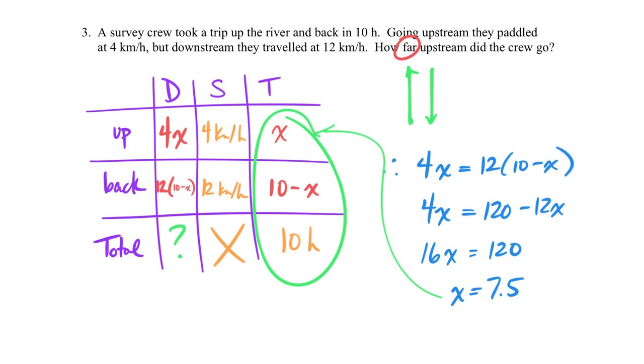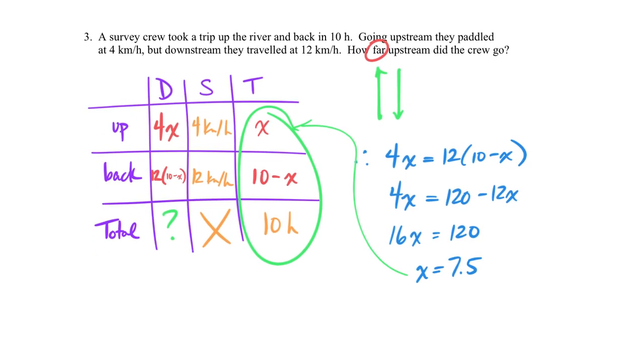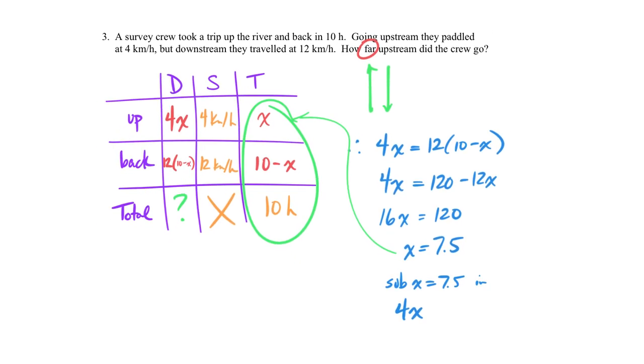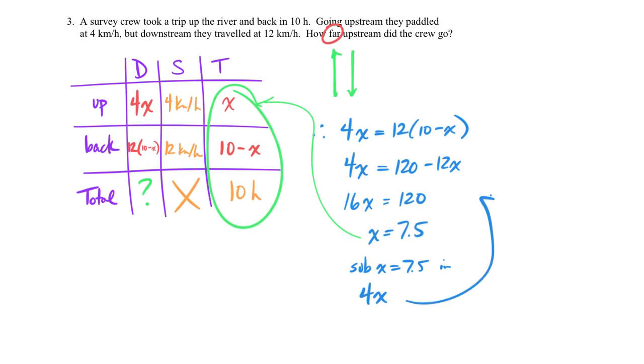So now I'm going to take that x and I'm going to sub it back into my distance expression. So I'm going to sub x equals 7.5 back into my 4x expression. And when I do that, I'm now going to get my 4 times my 7.5, and that is going to give me 30. Now, you just make sure that you put on your units, and that is 30, and we are talking about kilometers. There we go.